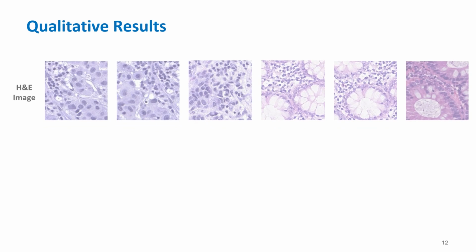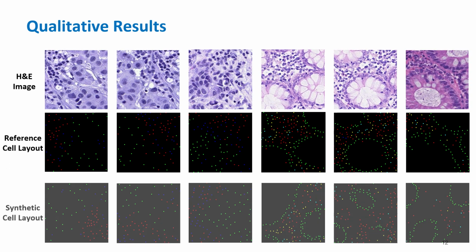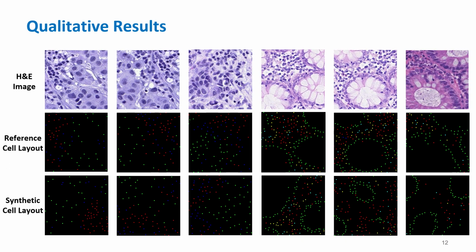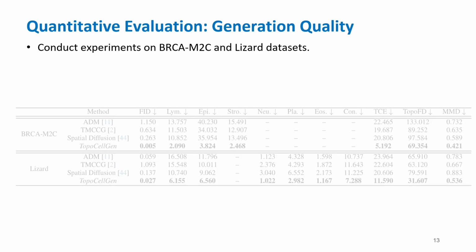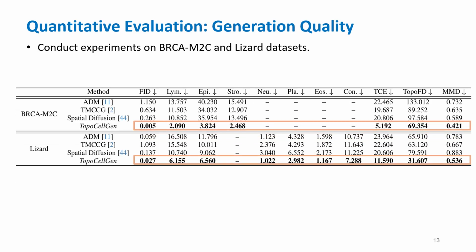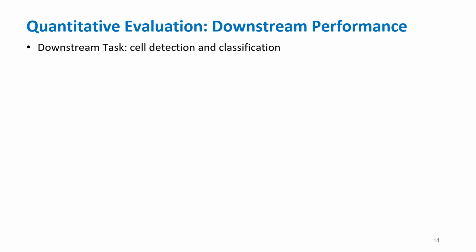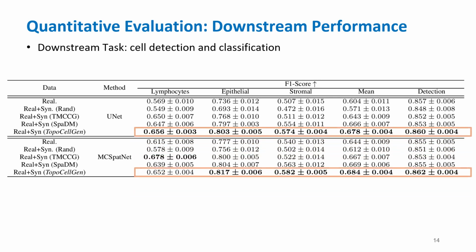Here are the qualitative results. From the results, we can see that our generated cell layouts closely match the reference layouts in both density and spatial arrangement. We conduct experiments on BRCA M2C and Lizard datasets and provide our quantitative results on both sample quality and the performance on downstream tasks. Our approach consistently outperforms baseline methods across all metrics on sample quality. In downstream tasks like cell detection and classification, image layout pairs generated by our method substantially improve task performance, confirming both their biological validity and practical usefulness in clinical applications.